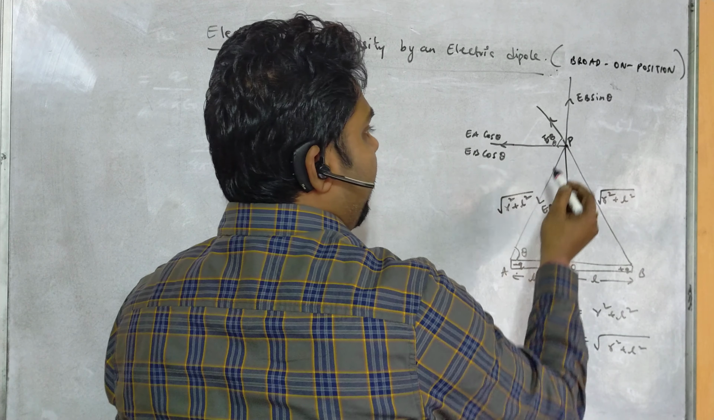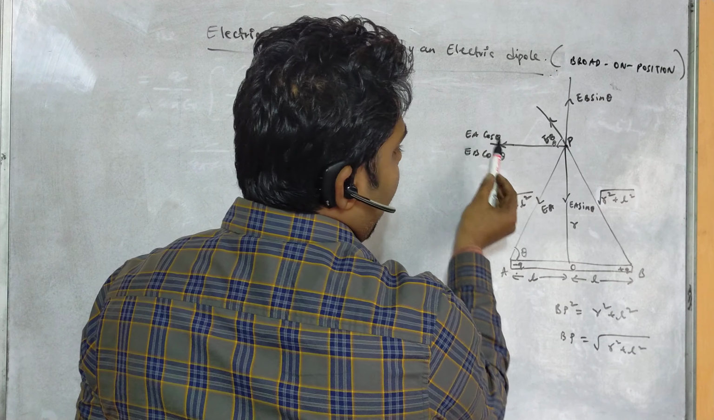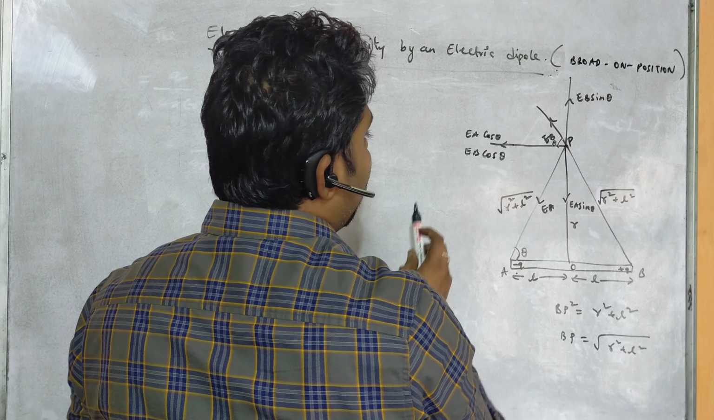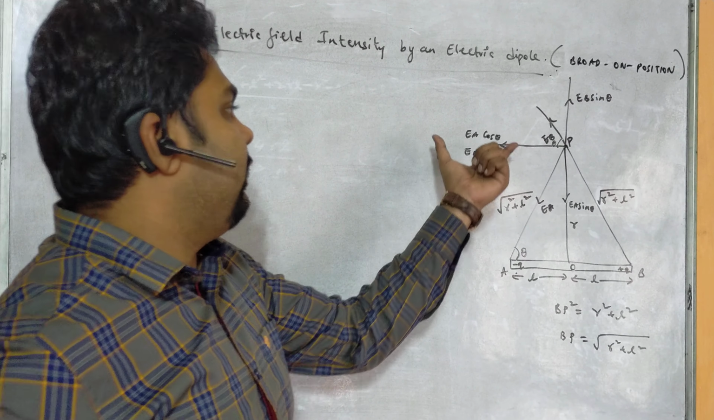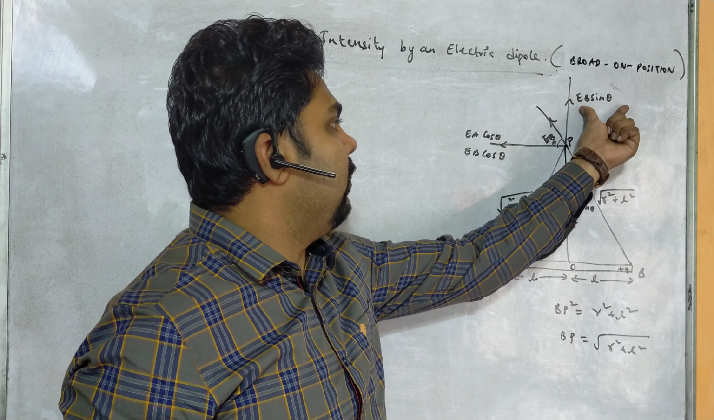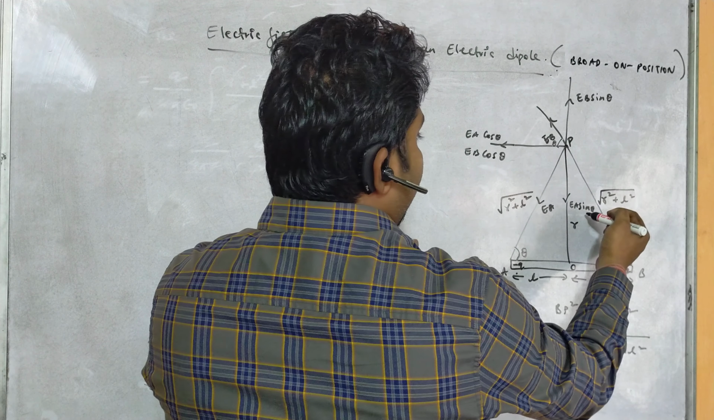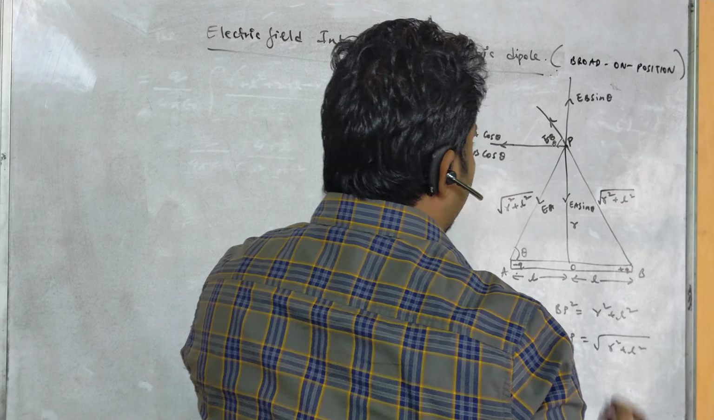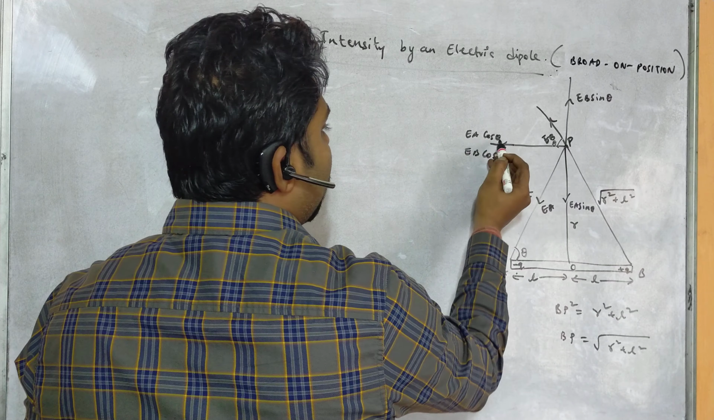So it is being resolved into two components, that is EA cos theta and EA sin theta. Similarly, EB cos theta and EB sin theta. The sin theta components, EB sin theta and EA sin theta, both cancel out each other because they are equal and opposite. Net electric field at point P is due to EA cos theta and EB cos theta.